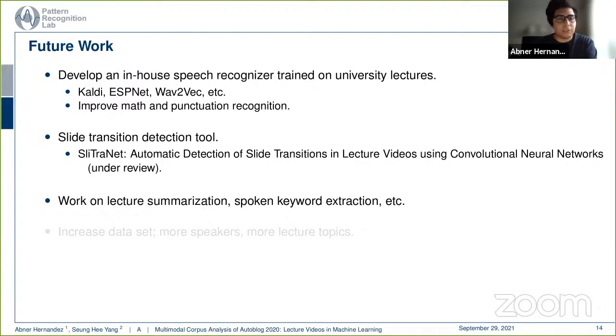We didn't look at lecture summarization yet, but we plan on doing that along with spoken keyword extraction, comparing how text-based keyword extraction compares to spoken keyword extraction. And of course, we also want to increase our dataset. Currently, we only have about 2 speakers in the dataset, and we're limited to topics within the computer science department, but we want to see if other professors within our university are open to providing their data.